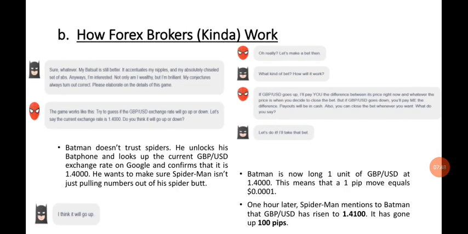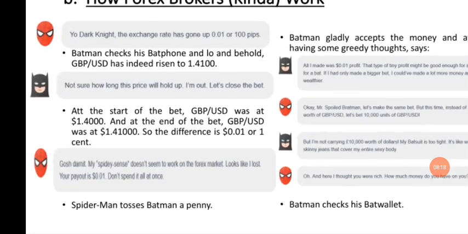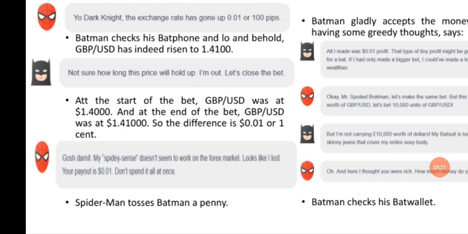I'll take that bet." Batman is now long 1 unit of Great British Pound United States dollars at 1.4000. This means that a 1 pip move equals 0.0001. 1 hour later, Spider-Man mentions to Batman that Great British Pound US dollar has risen to 1.4100. It has gone up 100 pips. "Yo, Dark Knight, the exchange rate has gone up by 0.01 or 100 pips." Batman checks his bat phone and lo and behold, Great British Pound US dollar has indeed risen to 1.4100.